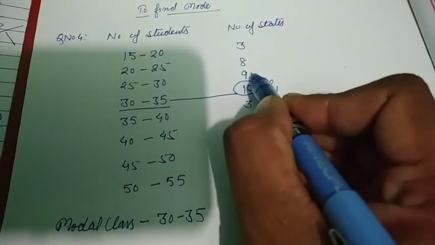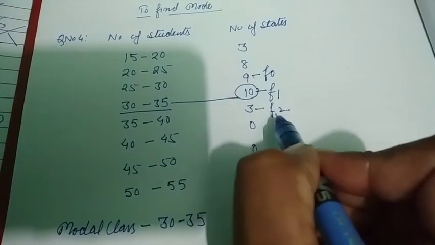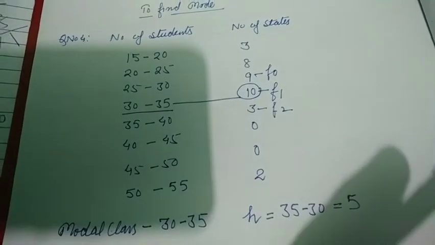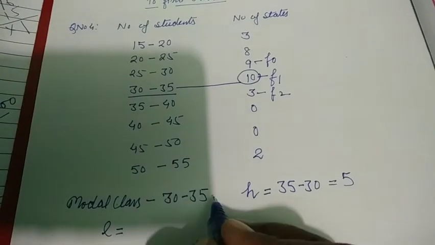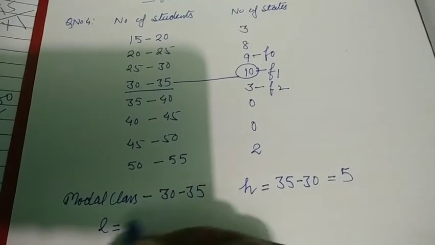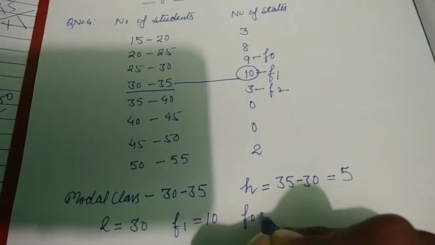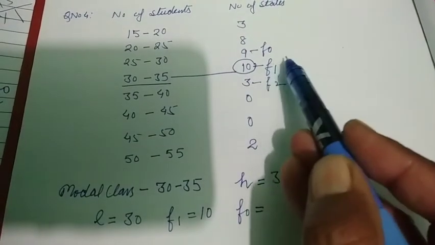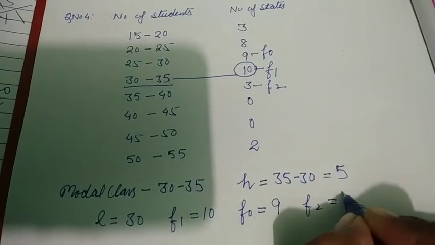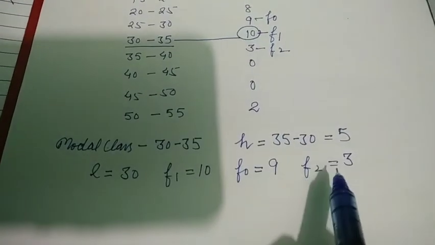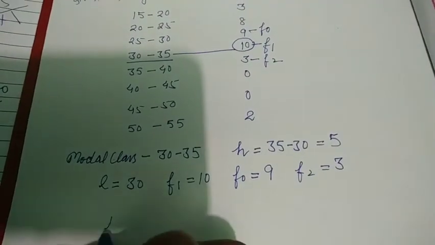And f0 means the frequency previous to this highest frequency, and f2 is the frequency after this highest frequency. Okay, so it's very simple. And the lower limit L, we take the lower limit of the modal class, and that is 30. f1 is the highest frequency, f0 is the previous frequency of this highest frequency, that is 9, and f2 is the frequency after this highest frequency. Okay, and now just the formula.